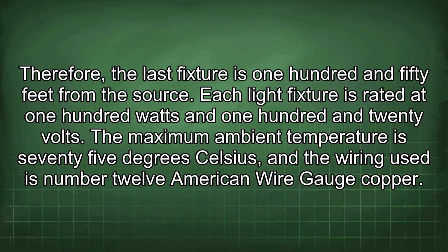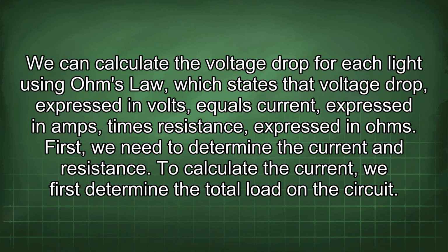Each light fixture is rated at 100 watts and 120 volts. The maximum ambient temperature is 75 degrees Celsius, and the wiring used is number 12 American wire gauge copper. We can calculate the voltage drop for each light using Ohm's law, which states that voltage drop, expressed in volts, equals current, expressed in amps, times resistance, expressed in ohms. First, we need to determine the current and resistance.